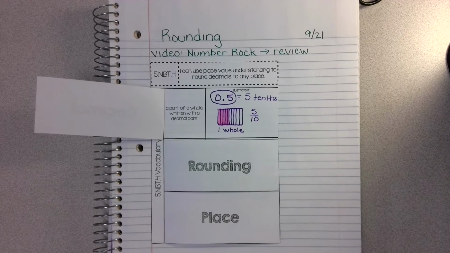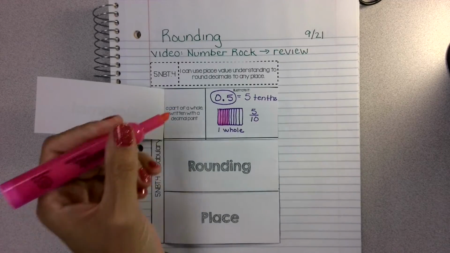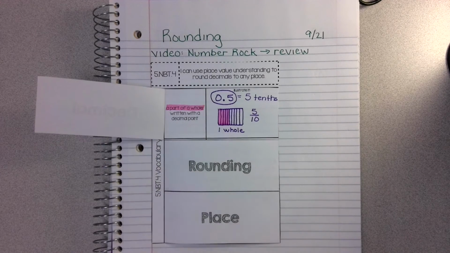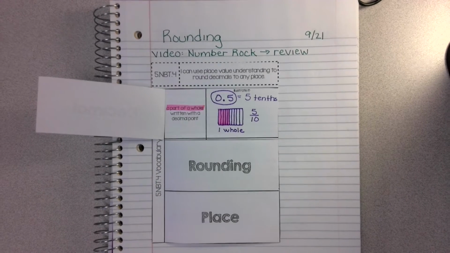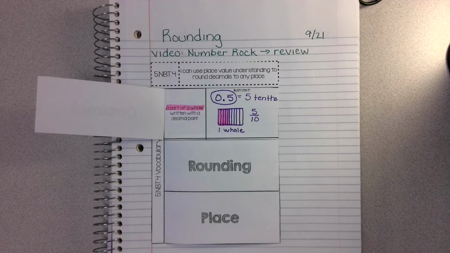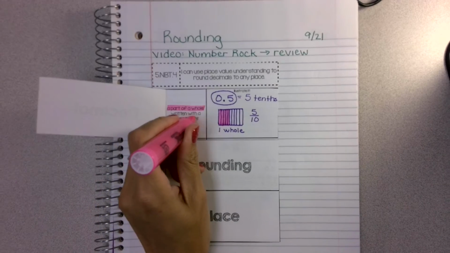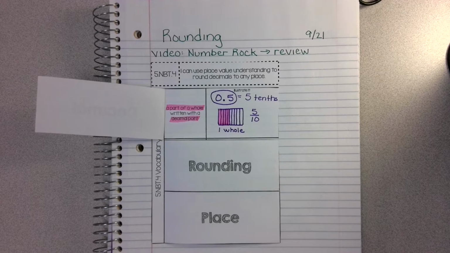All right, so decimal, the definition of a decimal: a part of a whole written with a decimal point. So I'm going to use my highlighter because I want to highlight some things in there that are really important. A decimal is a part of a whole. Have you ever heard part of a whole before? Yeah, you would have heard it with fractions, right?